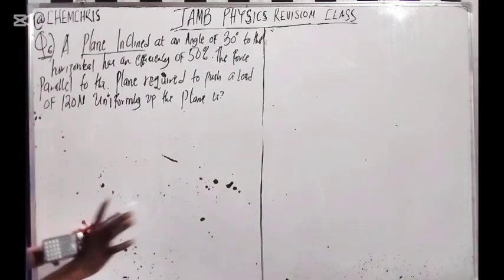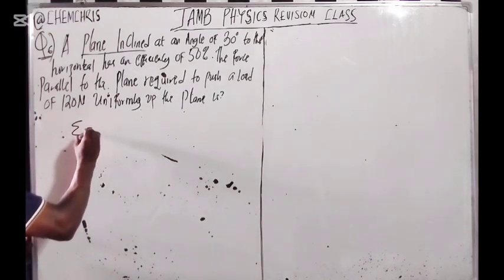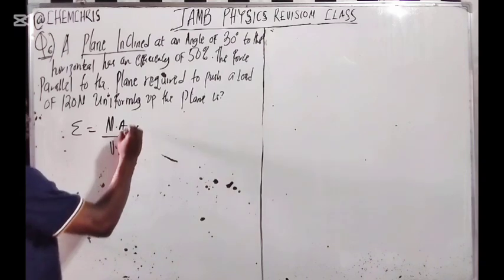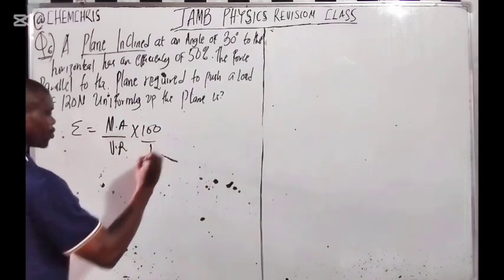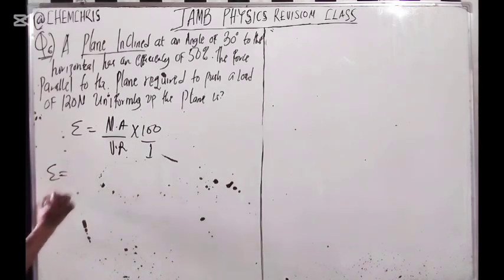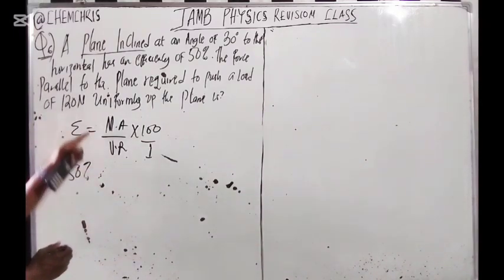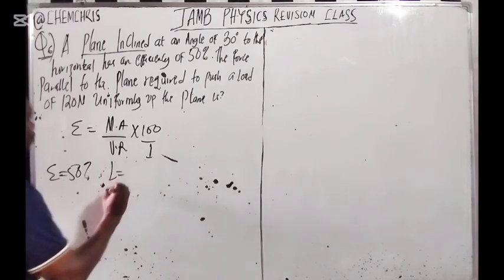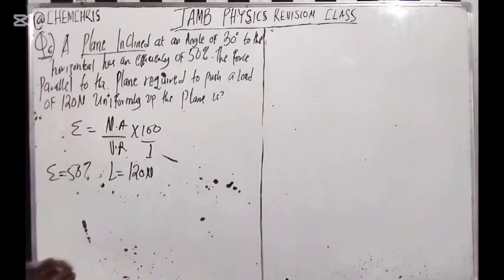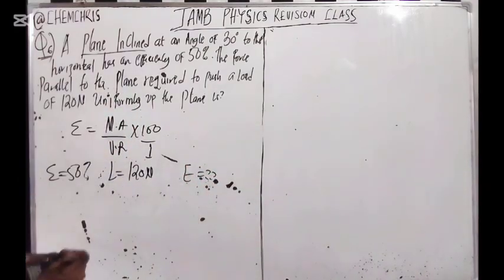Yeah, it's very easy. Just pay close attention here. Remember, the efficiency of the machine is the mechanical advantage over the velocity ratio times 100 over 1. If you check it very well, they give you the efficiency. My efficiency is 50%, right? Then they give the load. What is my load? 120 Newton, right?